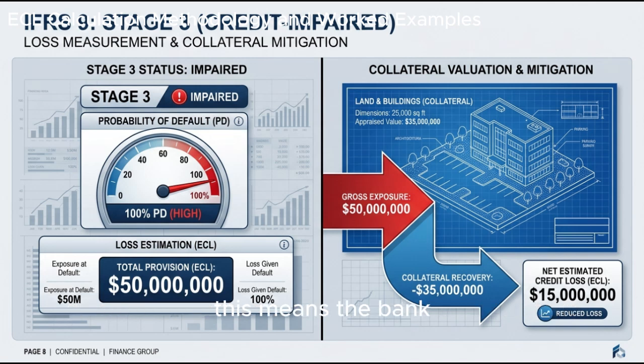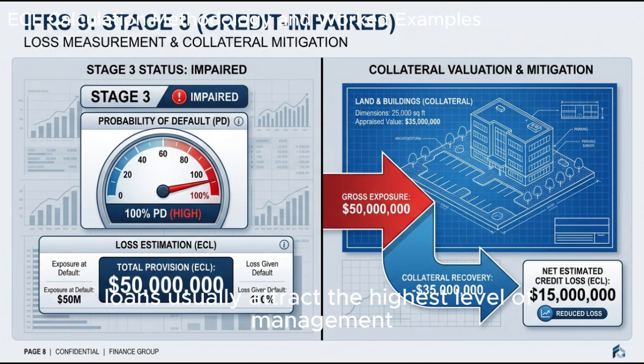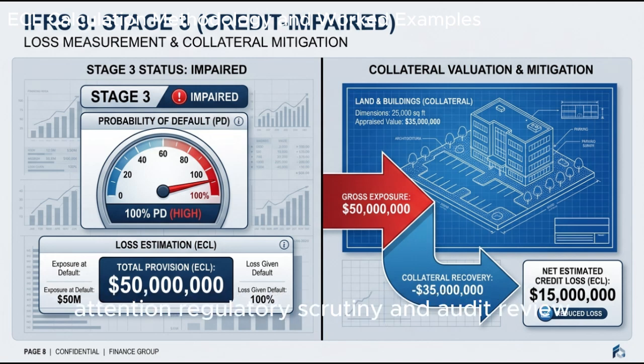This means the bank expects to lose approximately 120 million taka after considering expected recoveries. Stage 3 loans usually attract the highest level of management attention, regulatory scrutiny, and audit review. Let us now discuss the role of collateral. Collateral can significantly reduce expected credit losses.